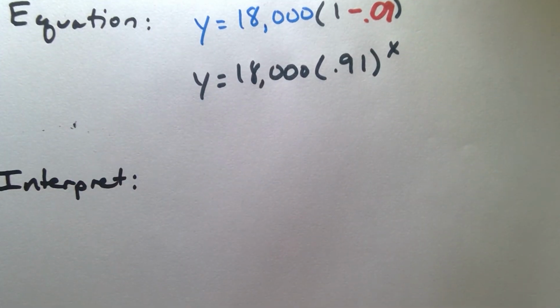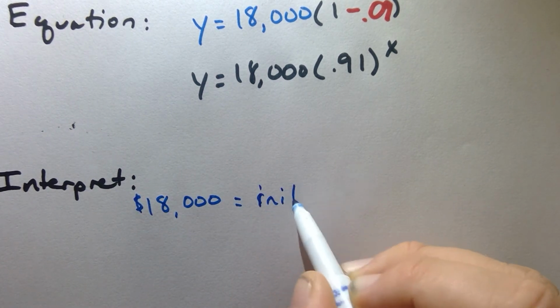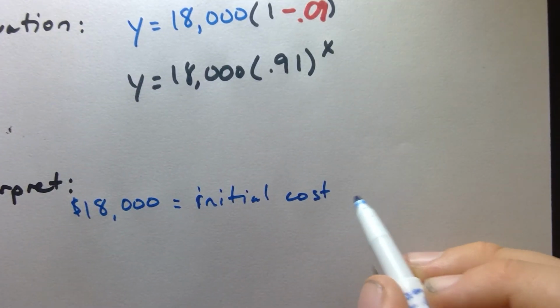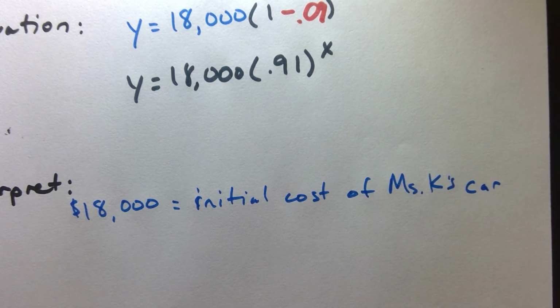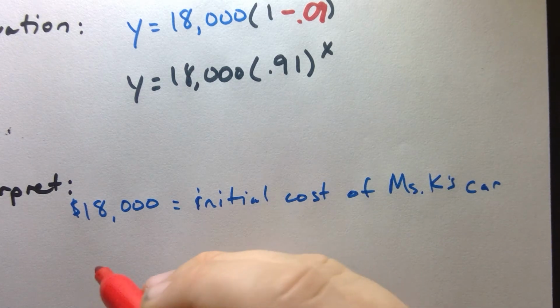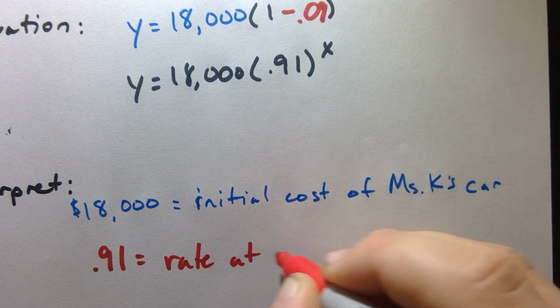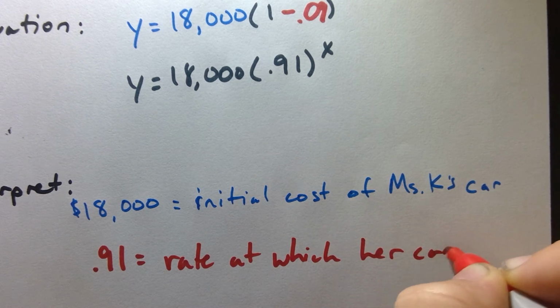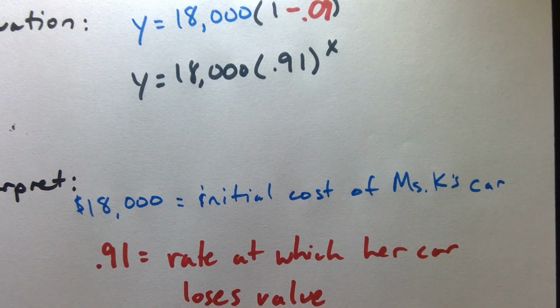Now, if we interpret the parts of our equation, 18,000 is the initial cost of Miss K's car. And then we have our 0.91. It's the rate at which her car loses value. That means that after 1 month, it's going to be worth 91% of what it was worth the month before. Okay, so that's not real good in this situation.